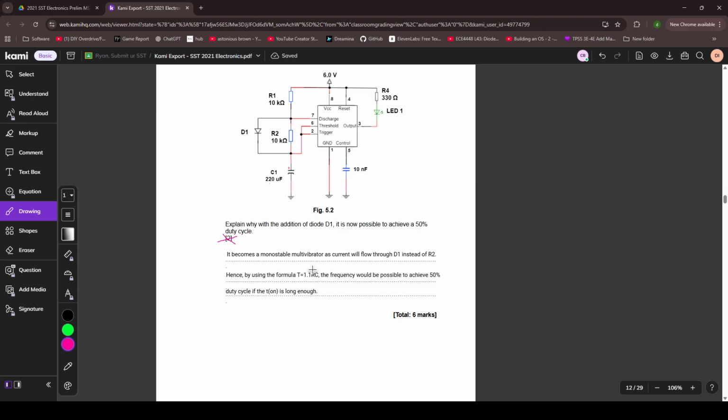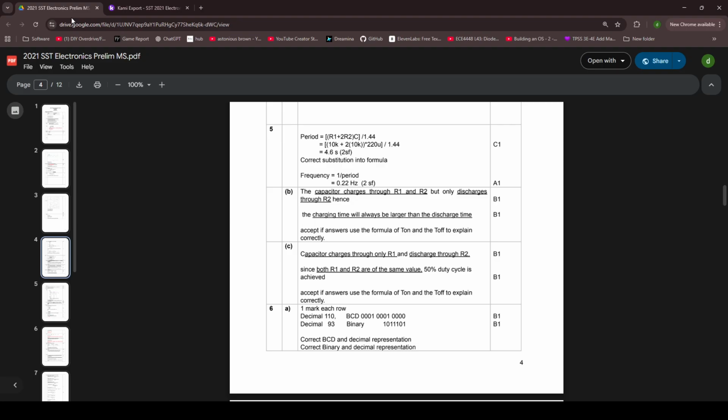Dude, what? No, man. No, it does not change, bro. What? The capacitor will only charge through R1 and only discharge through R2. Since both R1 and R2 are the same, 50% duty cycle will be achieved.